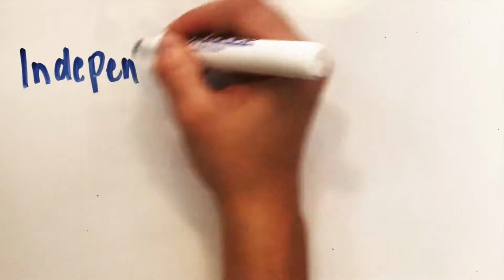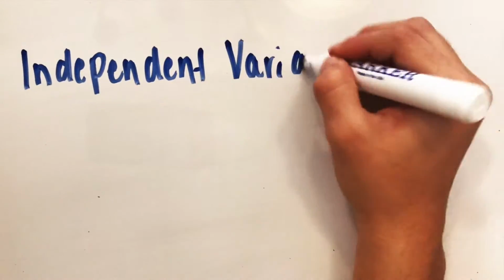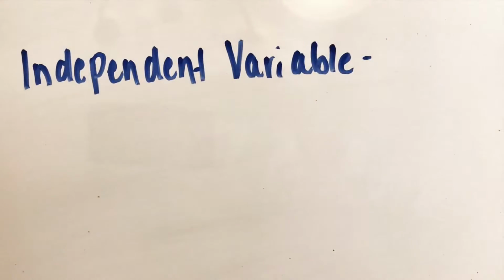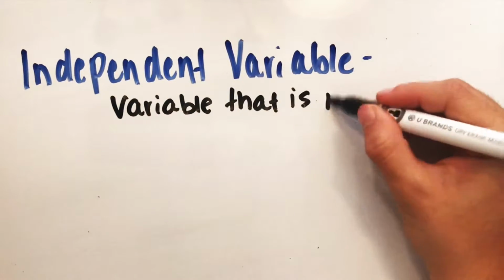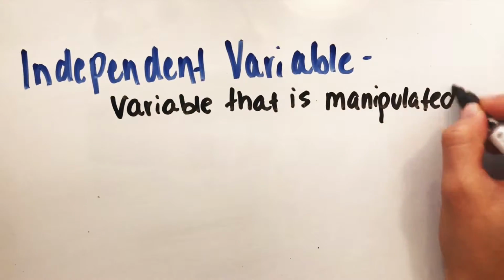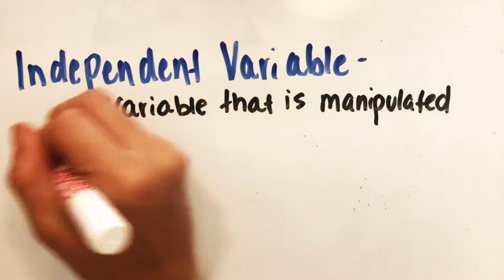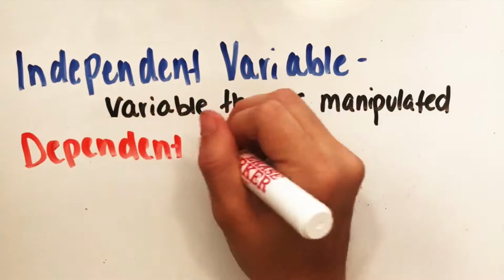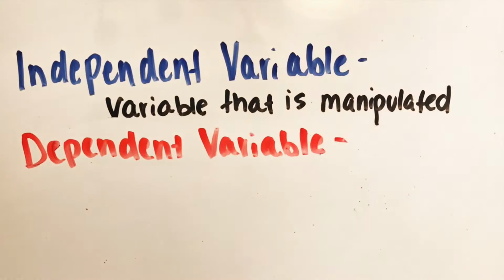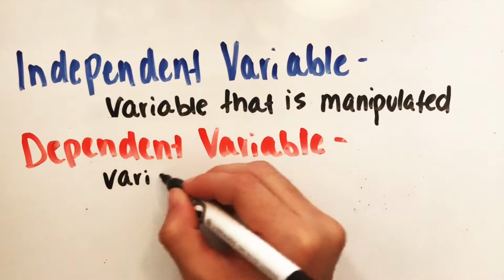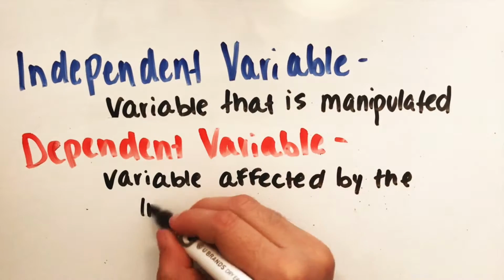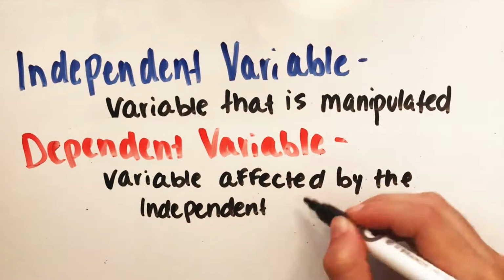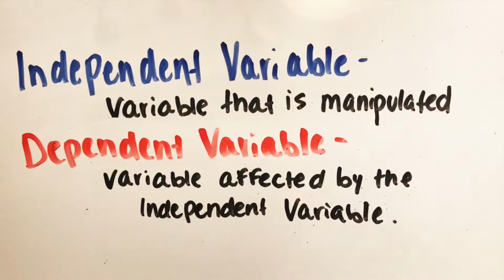When creating an experiment, there are two very important variables that have to be identified. First, we have the independent variable. The independent variable is what is varied and manipulated by the experimenter. This is what will be changed in the experiment. Next, we have the dependent variable. The dependent variable is what is affected by the independent variable. These are the effects of the change.